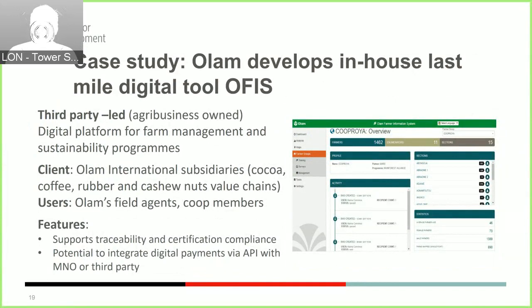We should mention that, in terms of priority value chains, it's currently been mostly focused on farmers in cocoa, coffee, rubber, and cashew nuts value chains. We haven't really talked about digital payments for Office, mostly because so far it hasn't been fully integrated across its different subsidiaries. But it is worth mentioning that digital payments can be integrated into the system, Office, via an API, and this provides a very exciting future use case for this tool, which we'll definitely be sharing more insights on if and when it happens.